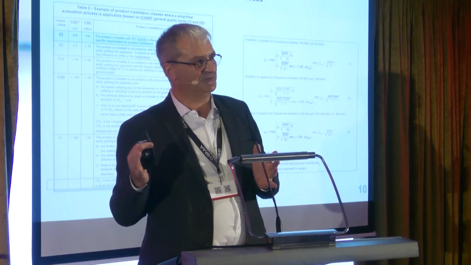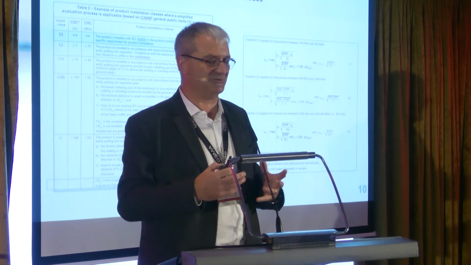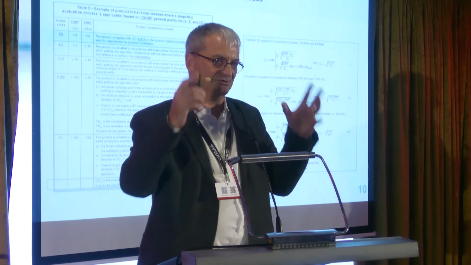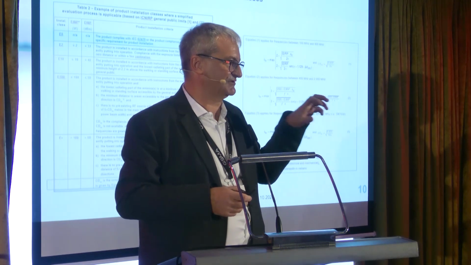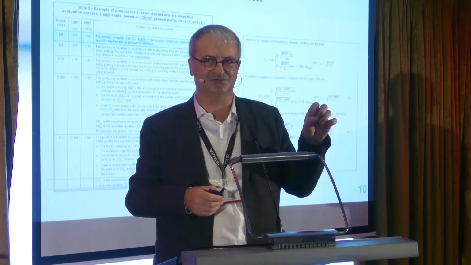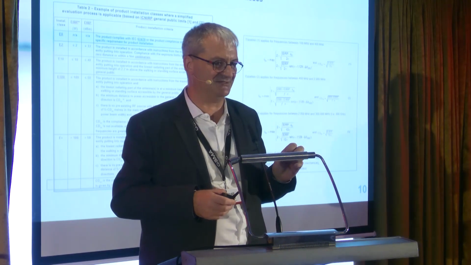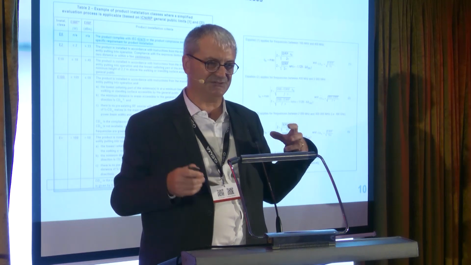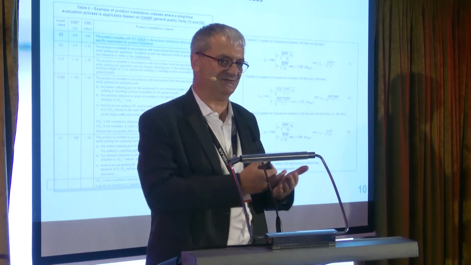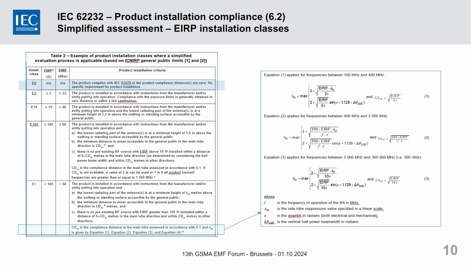Now let's move to the second part of our standard, which is product installation. As you saw on the big flowchart, we start by first checking if the product installation fulfills some of the simplified installation criteria. So if it's a small cell which is touch compliant, so you can touch it and the SAR is still below the limit, it's what we call installation class E0, which means that it can be installed by anybody. There is no constraint, and this is generally indicated in the installation manual of the product.